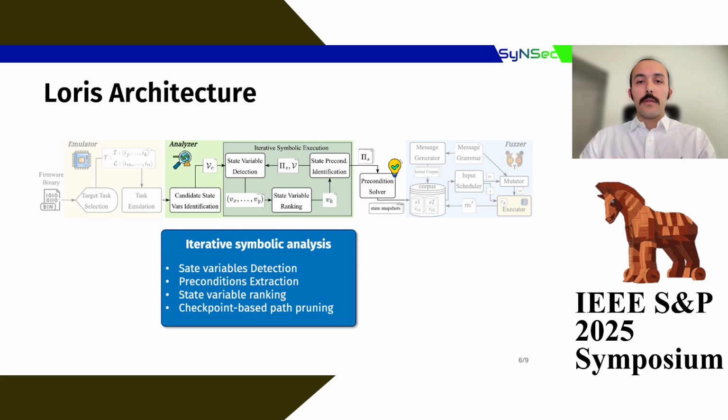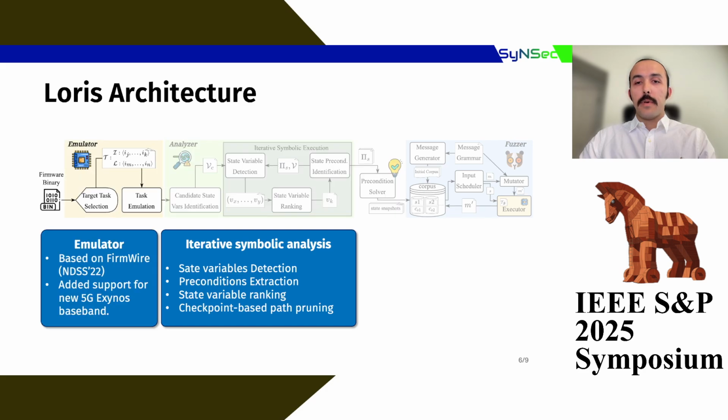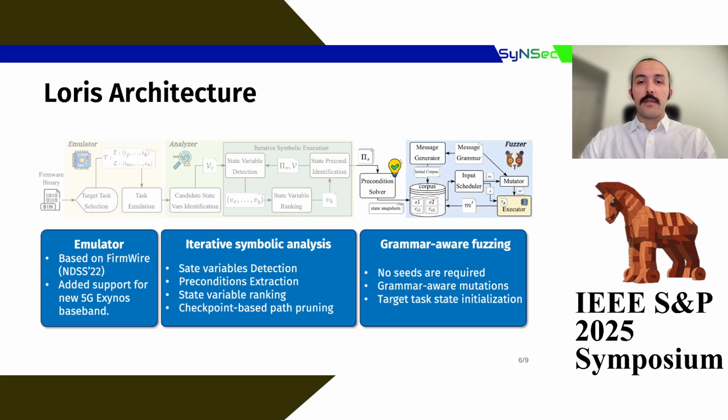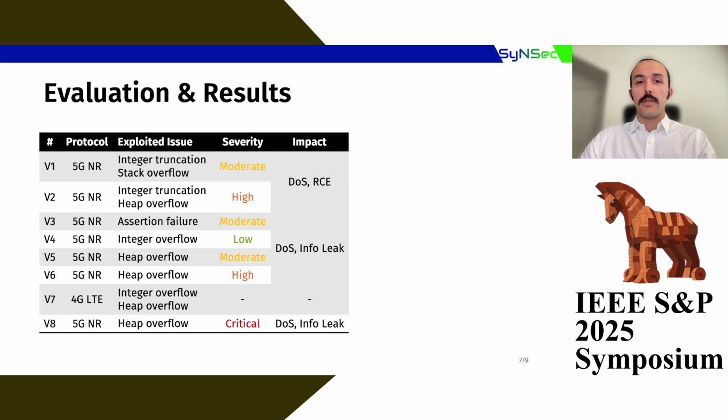LORIS also includes two supporting components, the emulator and the fuzzer. However, for today, I'll only briefly touch on them. The emulator builds on Firmware, but we extended it to support newer Samsung 5G Exynos basebands. On the fuzzing side, we use a grammar-aware fuzzer. It generates valid NAS messages automatically, so no seeds or manual harnessing required. This design lets LORIS explore complex, stateful code paths that previous tools couldn't reach.